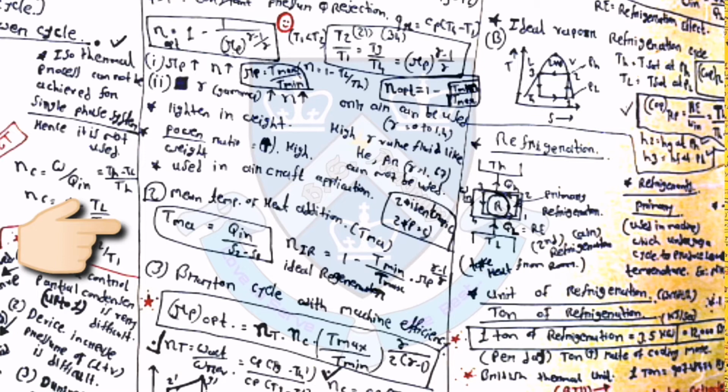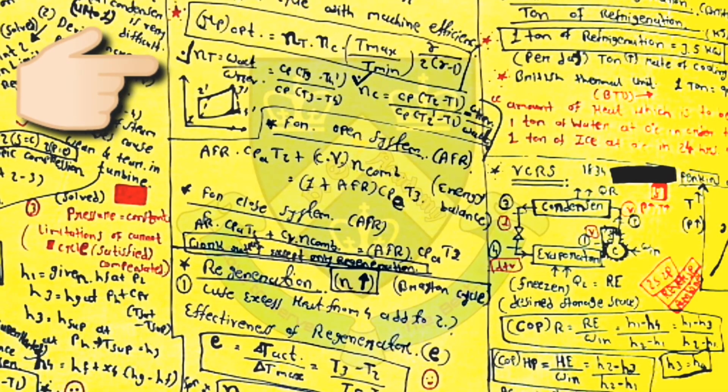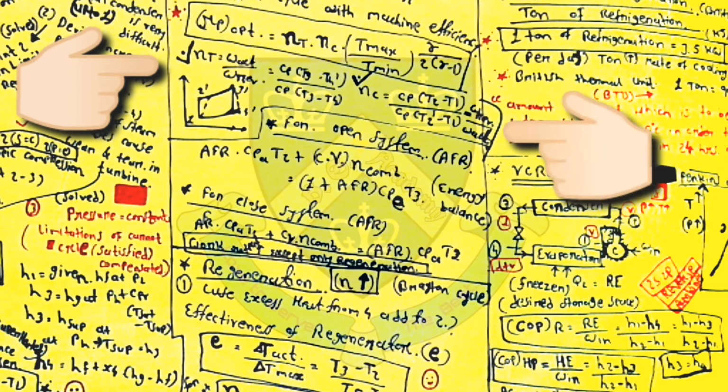eta T into eta C into T max by T min, raised to gamma upon 2 into (gamma minus 1). Here eta T is equal to W actual by W reversible, equal to Cp into (T3 minus T4 dash) upon Cp into (T3 minus T4), and eta C is equal to Cp into (T2 minus T1) upon Cp into (T2 dash minus T1), which is equal to W reversible upon W actual.